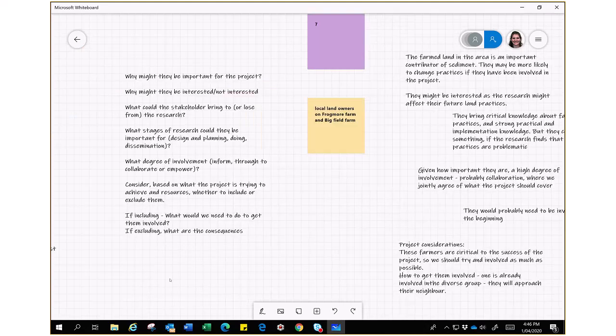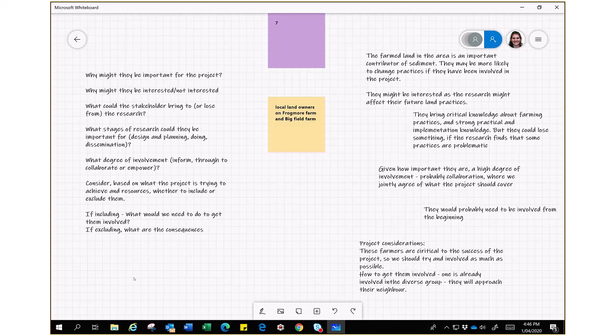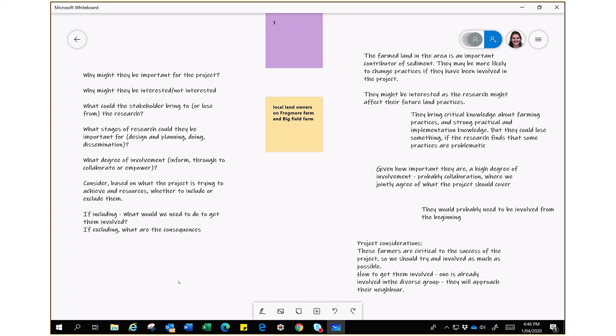So why might they be important? The farmland in the area is an important contributor of sediment. So they might be important contributors themselves, and they might be more likely or keen to change practices if they've been involved in the project. They might be interested in the research as it might affect their future land practices, and we already know that at least one of the people on Frogmore Farm is particularly interested in gathering shellfish from the nearshore environment and fishing.